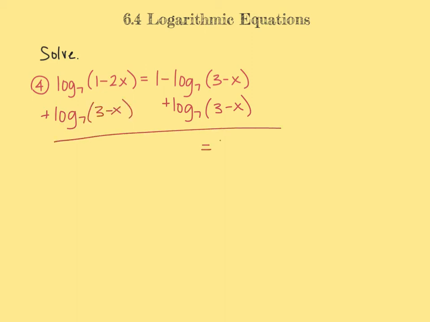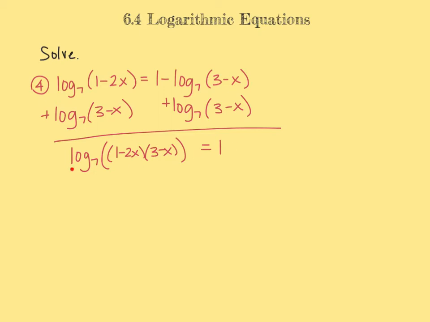So on this side, I still have a 1. Over here, I'm adding 2 logs together with the same base. Just like in problem number 3, we're going to use the product property of logs, that says if we're adding 2 logs together with the same base, it's really one single log with that base and multiplying what's inside. So we're going to multiply 1 minus 2x by 3 minus x. So we have condensed these 2 log terms into one log term using our properties of logs.